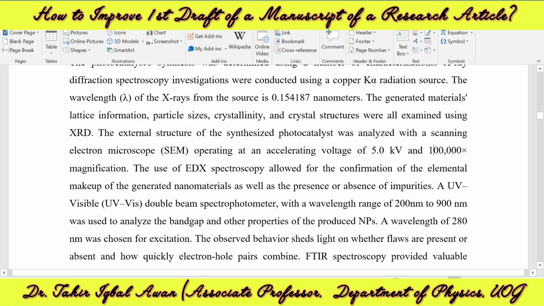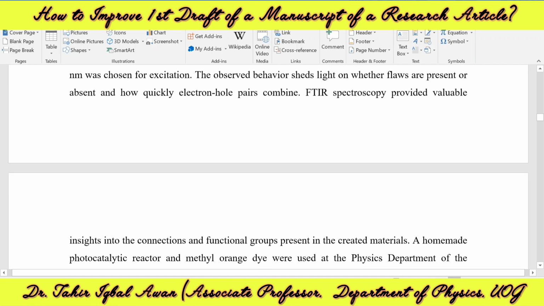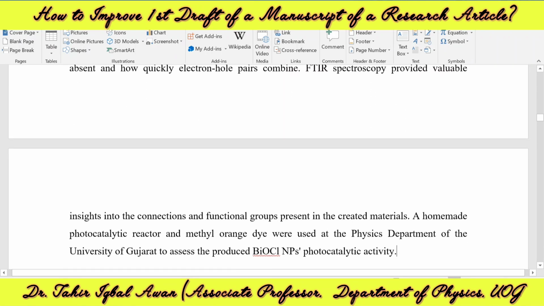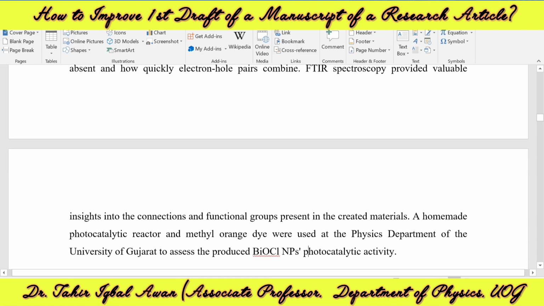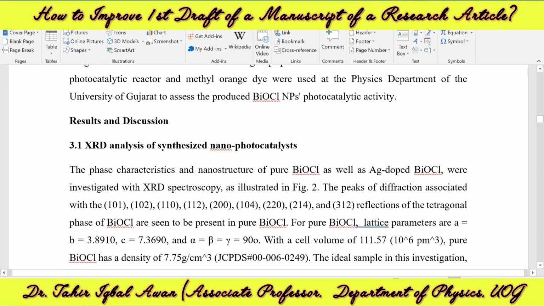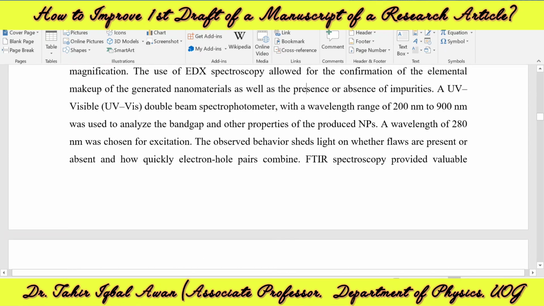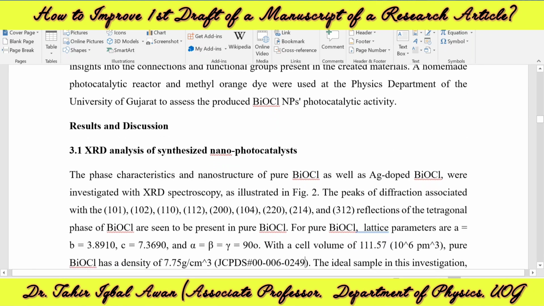So that's very important. Now you can see over here that even for the unit, the 200 nanometer, there is no space, but afterwards for 900 nanometers, there is a space. So use the same, but I would prefer a space after the numeric values. So let's have a space over here, before nanometer, right? And even I can see the FTIR has not been called before. So it should first be spelled out completely, and then the abbreviation like FTIR should be used. Okay.